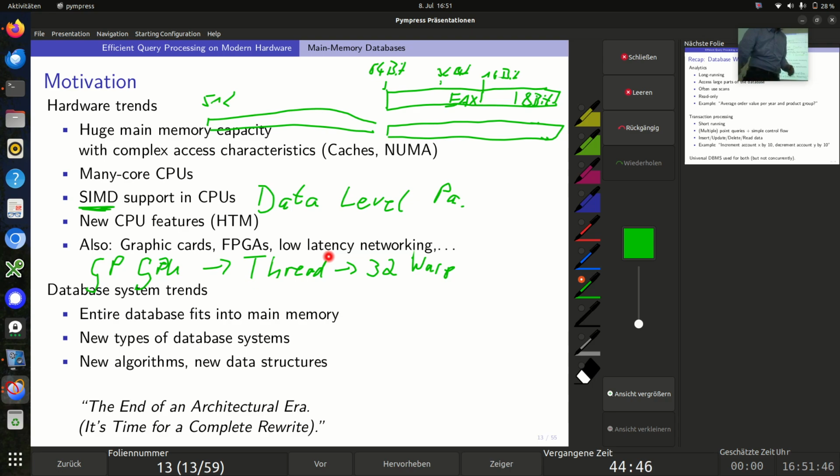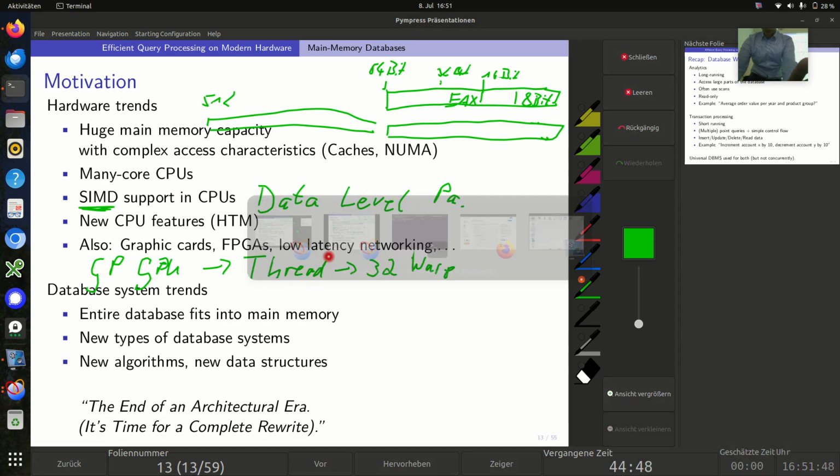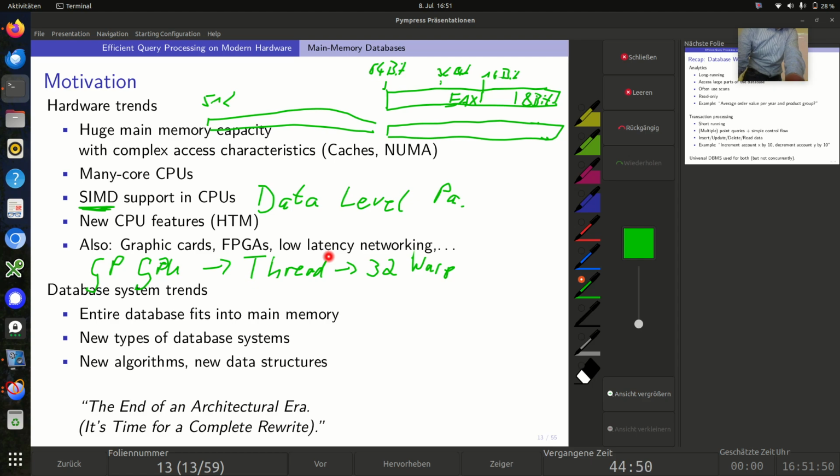I have it in my proposal. If we have a look at it, where's my proposal? I have all the numbers attached somewhere.